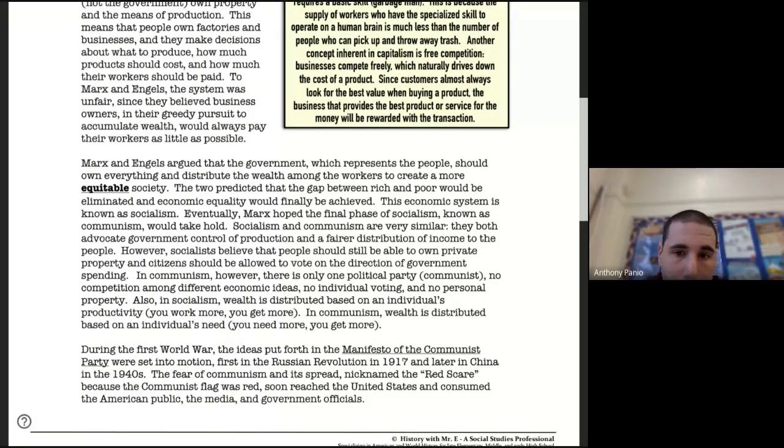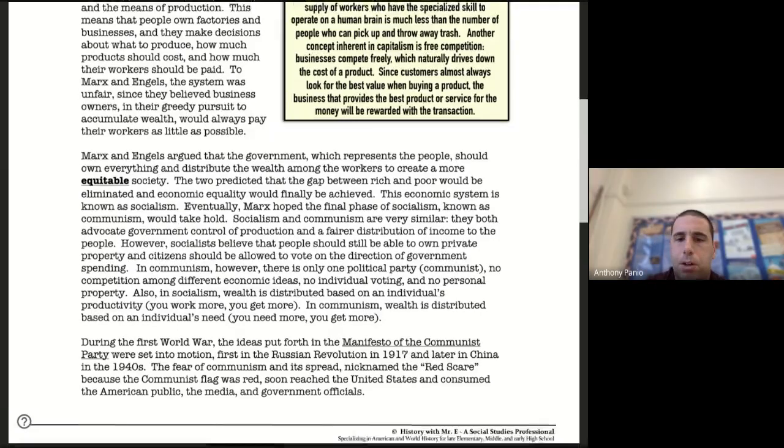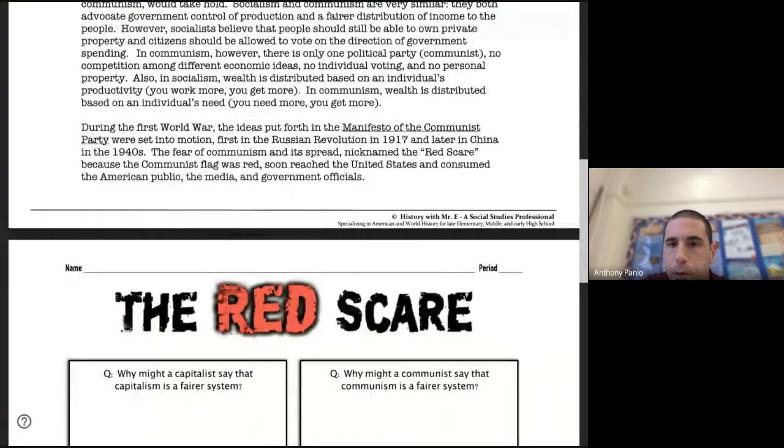During the First World War, the ideas put forth in the Manifesto of the Communist Party were set into motion. That's the name of the book by Karl Marx. First in the Revolution in 1917 and later in China in the 1940s. The fear of communism and its spread, nicknamed the Red Scare because the communist flag was red, soon reached the United States and consumed the American public, the media, and government officials.